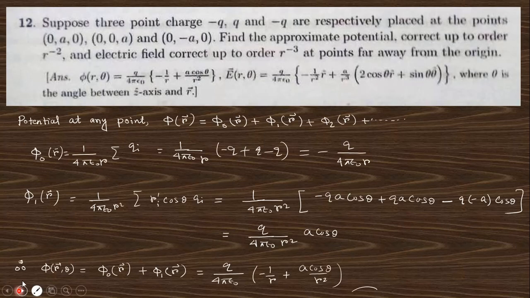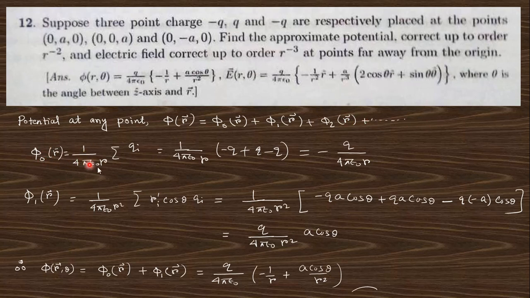Next question. Suppose three point charges, minus q, plus q, minus q respectively, at these three points. Find the approximate potential correct up to order r to the power minus 2, and the electric field up to r to the power minus 3, at any point from this origin. So the potential at any point is given by the summation of these terms.